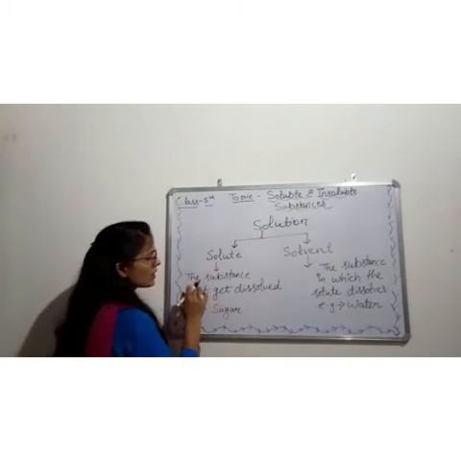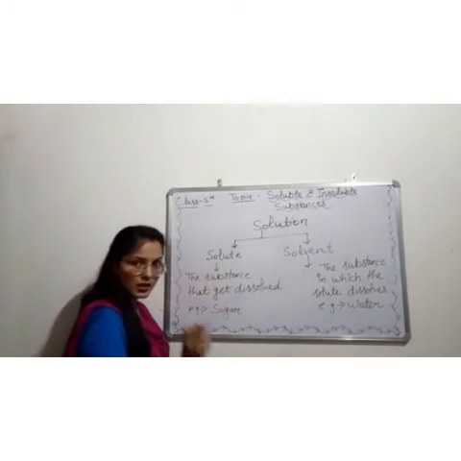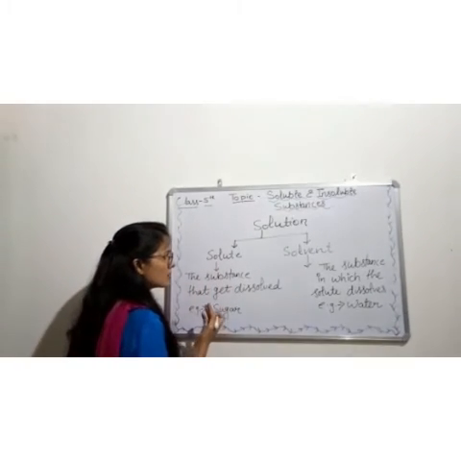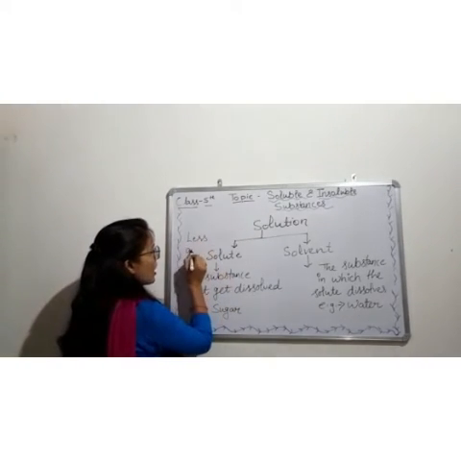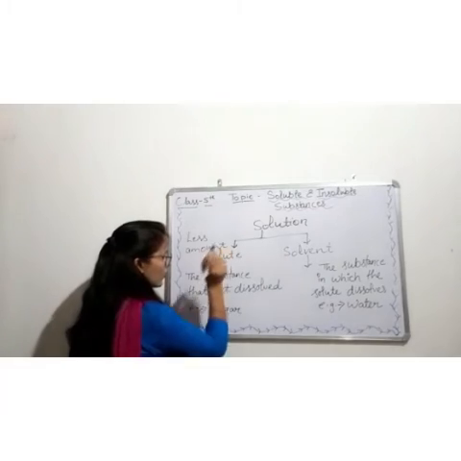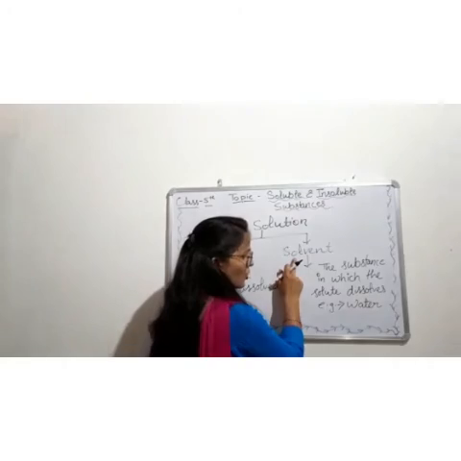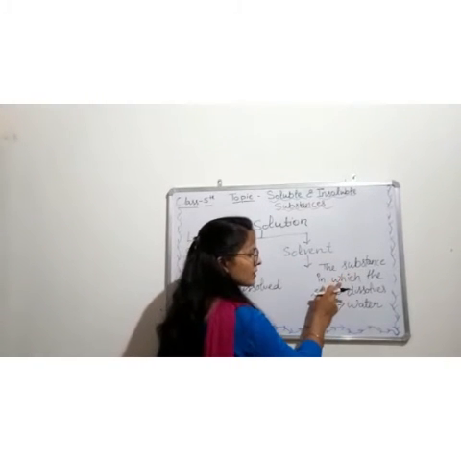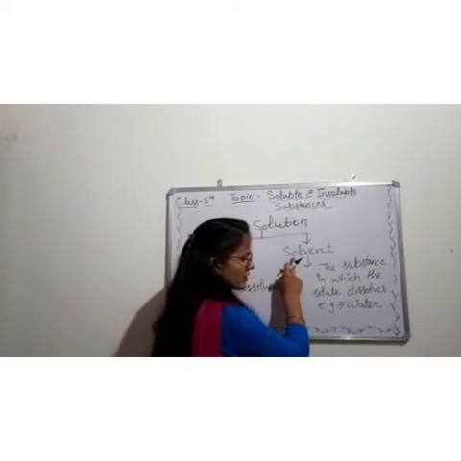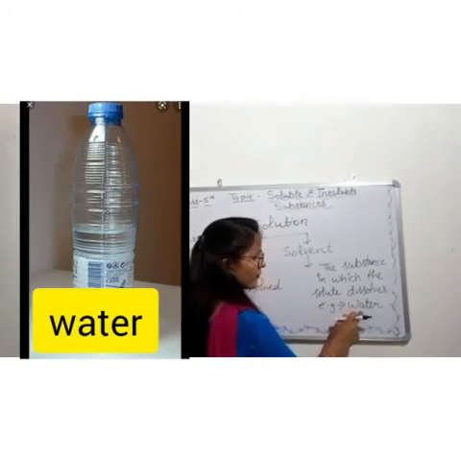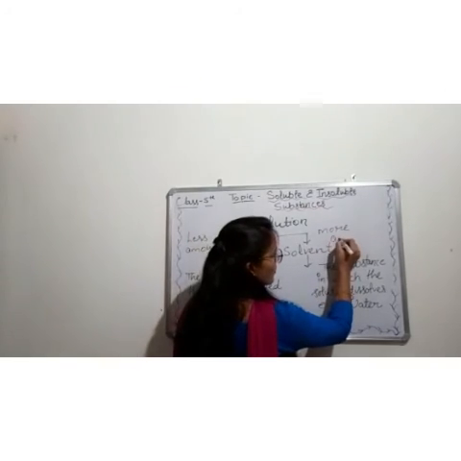So, what is solute? The substance that gets dissolved in a liquid is known as solute, and solute is in less amount. For example, sugar. Second is solvent. The substance in which the solute dissolves is known as solvent. For example, water, and solvent is in more amount.